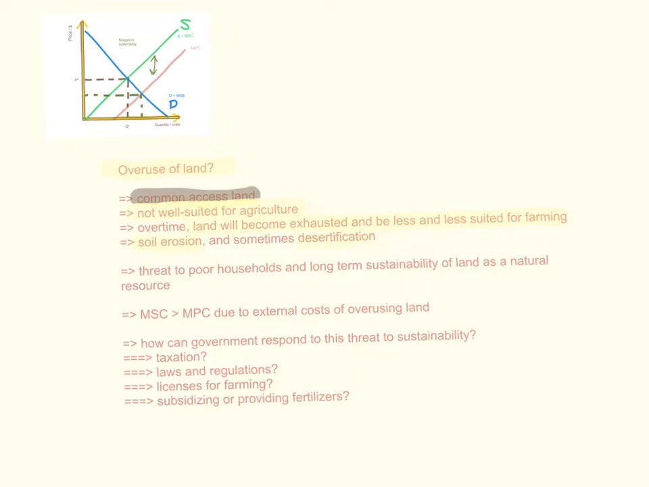So that land actually becomes a desert. Now, this is a threat to poor households and to the long-term sustainability of land as a natural resource. In this case, what happens is the marginal social cost is higher than the marginal private cost. And this is because external costs of overusing the land are not taken into consideration by the private consumers or producers.